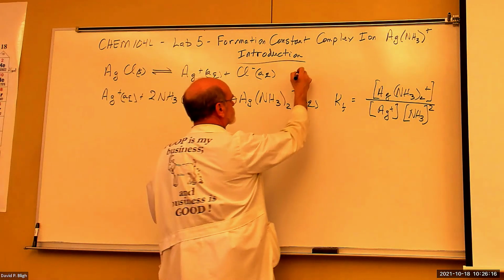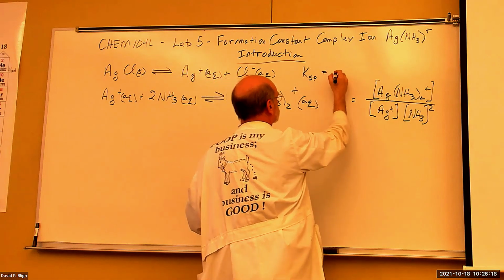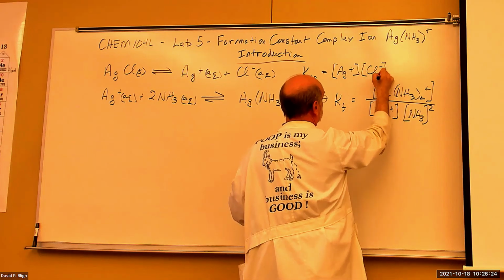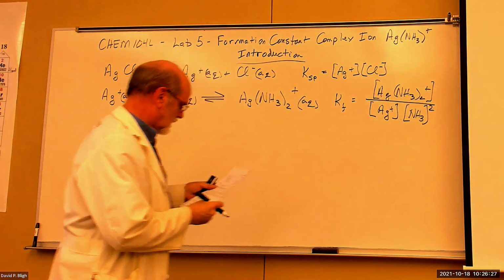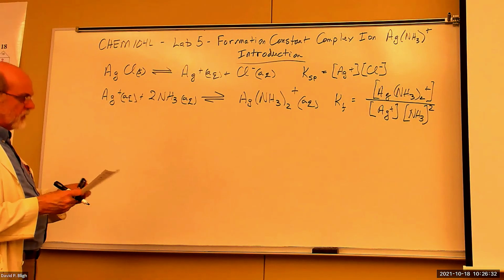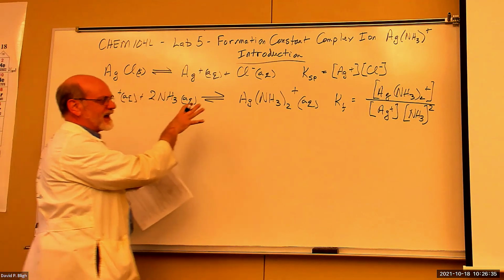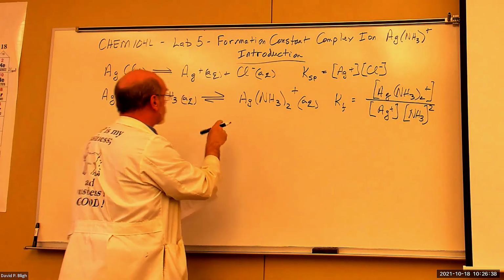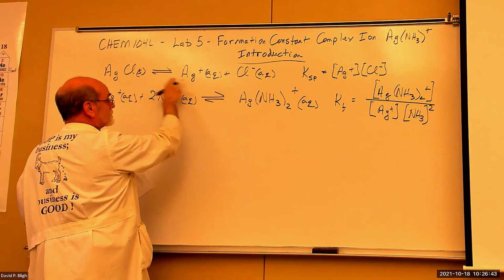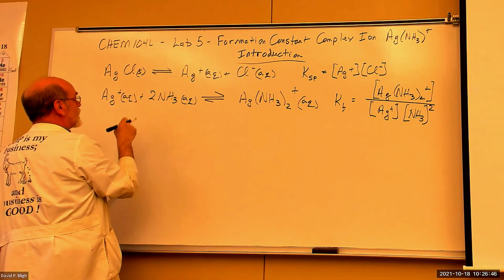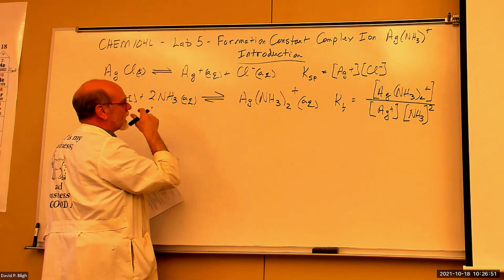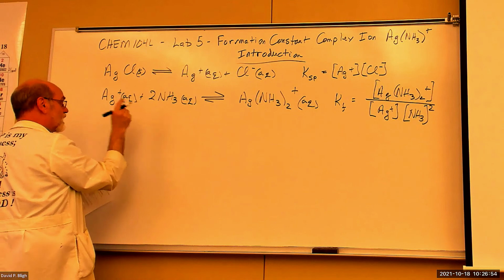And for completeness, we're still dealing with this one in solution as well, the KSP. All right, so how are we going to do that? Well, both of these reactions are going on at the same time in that solution. In other words, we've got this one initially as silver nitrate. So we've got these ions in there, and then we're going to combine them with ammonia.